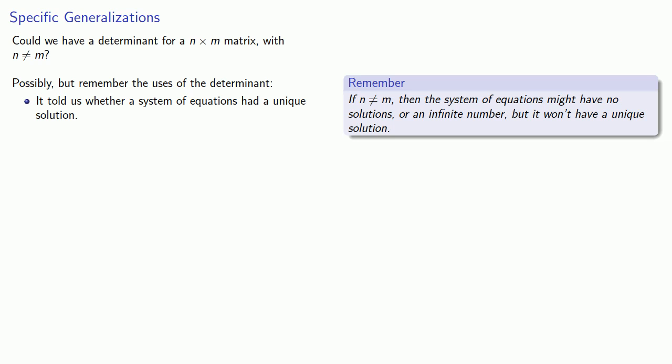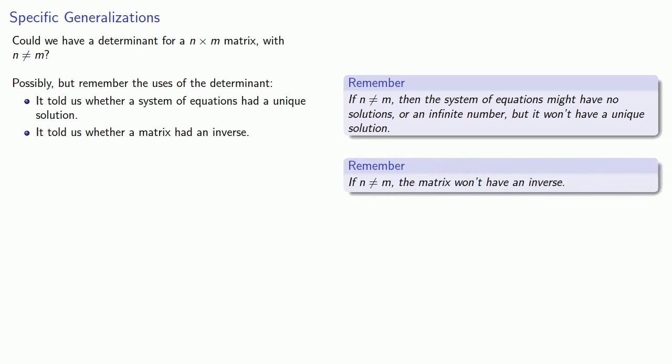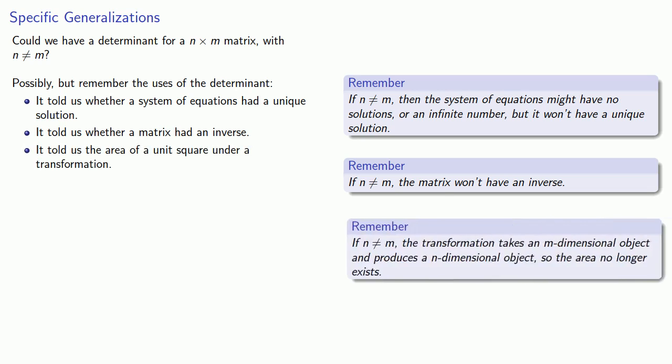The determinant also told us whether a matrix had an inverse, but if n is not equal to m, the matrix won't have an inverse. And finally, it told us the area of a unit square under a transformation. But if n is not equal to m, the transformation takes an m-dimensional object and produces an n-dimensional object, so the area no longer exists. We don't talk about the area of a cube.